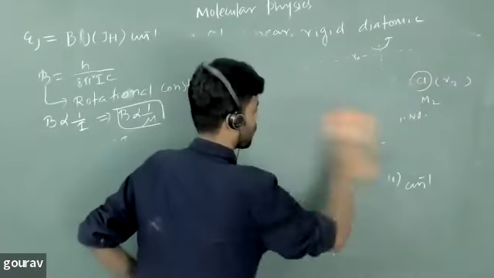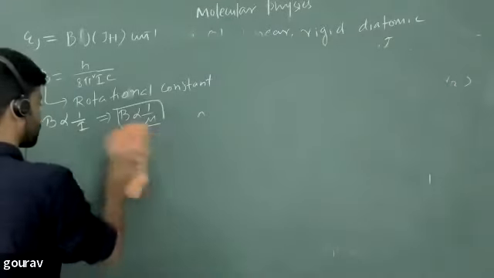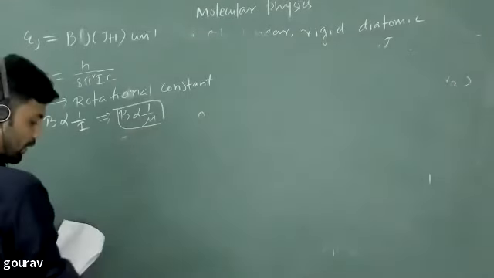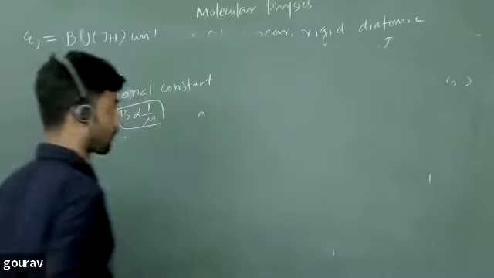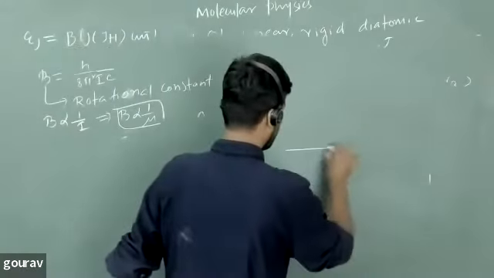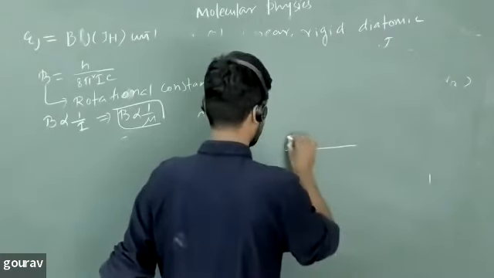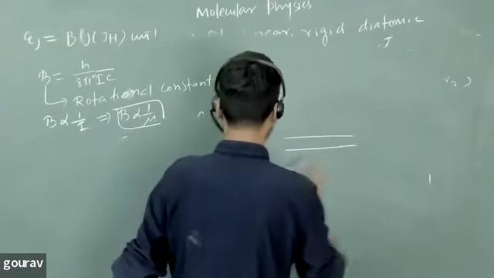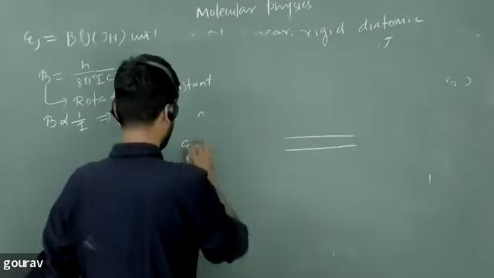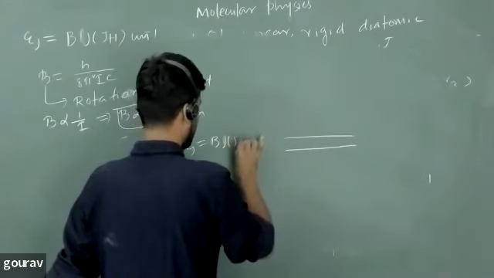Now if you plot the energy diagram, the energy levels will look like this. So we have epsilon J equals B J into J plus 1, right?